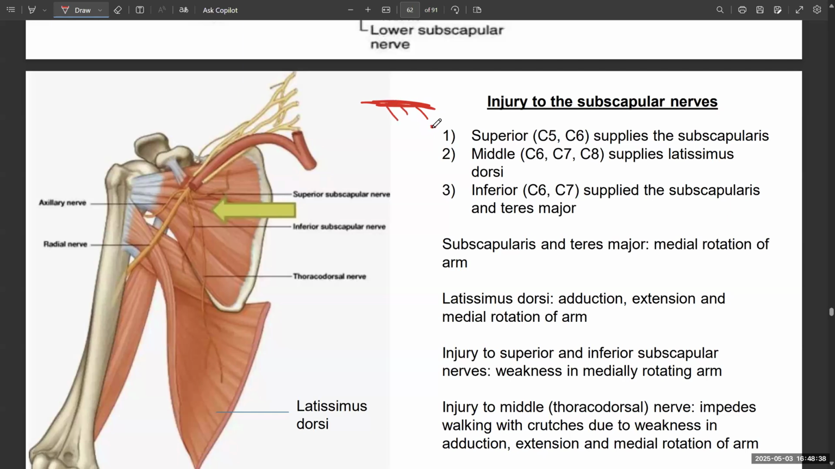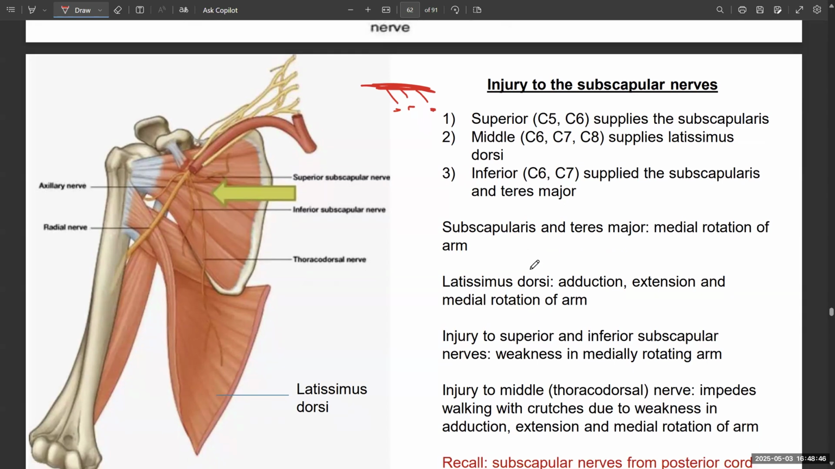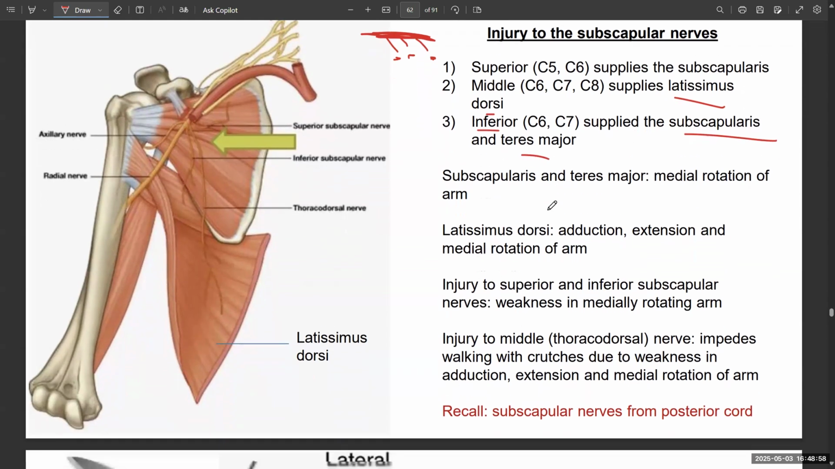Number 1 was the superior subscapular nerve. Number 2 was the middle subscapular nerve. And the third one was the inferior subscapular nerve. Now, the superior one supplies the subscapularis, the middle one supplies the latissimus dorsi, and the inferior one supplies the subscapularis and the teres major. Teres major, however you want to pronounce it, but yeah.